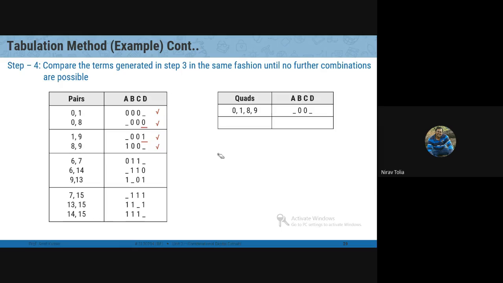Okay. Now we have to check here. These all four are already there. So now this dash, 6, 7.